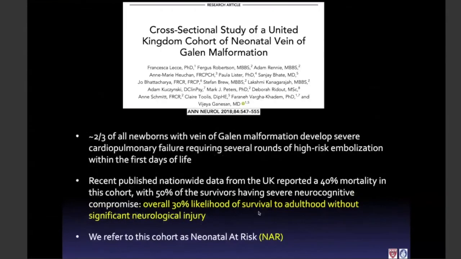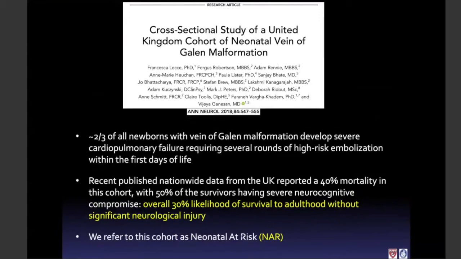This has really been shown beautifully by two landmark papers that were published by the Great Ormond Street Hospital group in the last few years. They have a huge practice, and they have the advantage of a completely nationalized practice where essentially every case in the UK is sent to them for consideration for treatment.